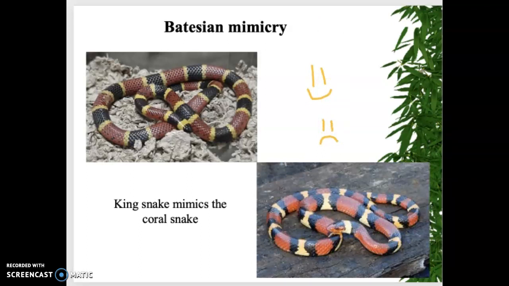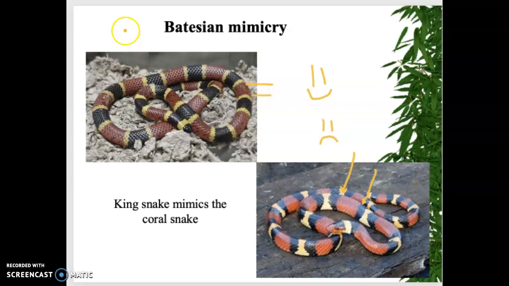There's a little saying, and it kind of varies from person to person. The general premise: red touches black, safe for Jack. Red touches yellow, kills a fellow. So look at the color of the bands. Red touches black. So right here you have the red band touching the black band on both sides. So if you have red in the center and black on the edges, safe. Red touches black, safe for Jack. Red touches yellow, kills a fellow. So here's the red, and then there's the yellow.